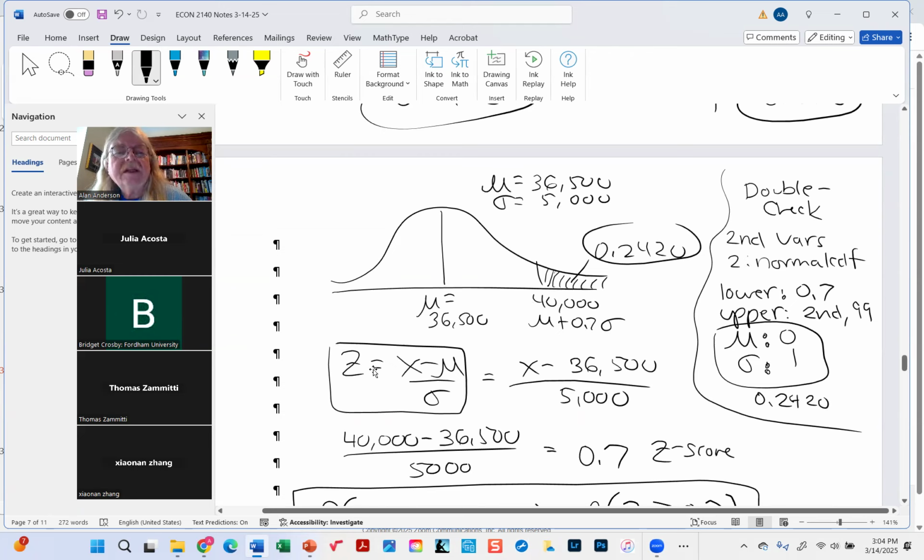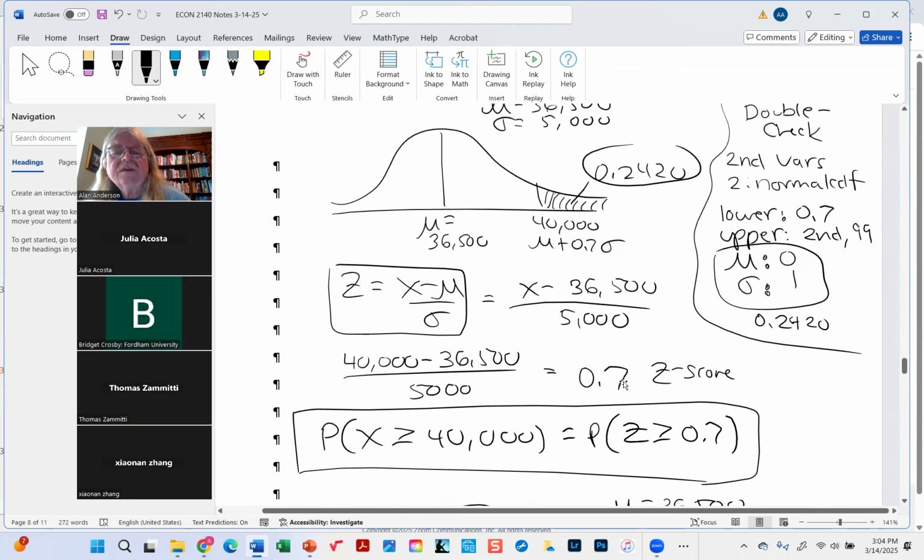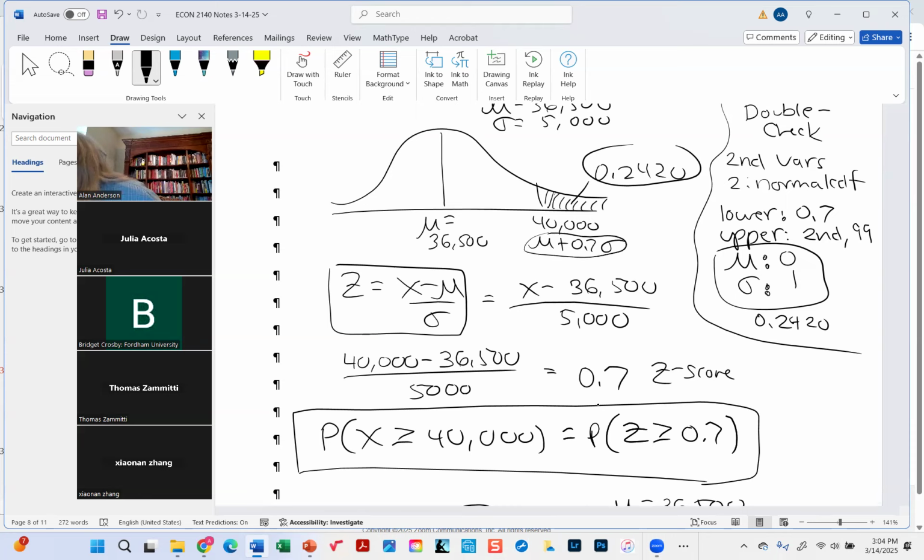Good question. And now suddenly we need this formula, because let's see what we can do. We have X minus mu over sigma. We know that the mean is 36,500. We know that the standard deviation is 5,000. The X is 40,000 because that's what we're asking about. If you plug that in, you'll see that this is equivalent to a z-score of 0.7. And so that means this number, 40,000, is equivalent to being 0.7 standard deviations above the mean.